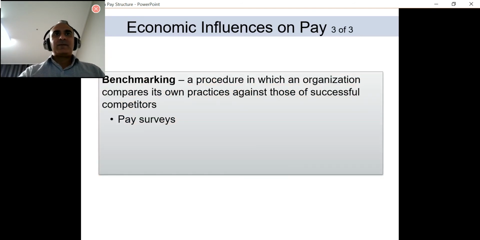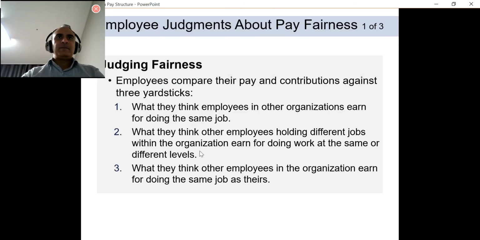Very good. So in this case, we can always do benchmarking. Benchmarking means comparing our payment to other institutions or other companies. For that, we have pay surveys of how much they get paid in that company, in this industry, and based on that, we can develop a much better pay scale.